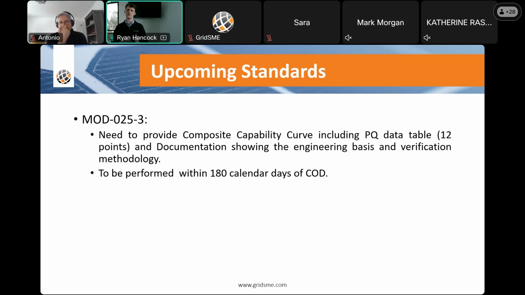So what the standard is requesting is for a generator to provide the composite capability curve with 12 points of data and then documentation showing evidence of where that information is and the verification of that. So the typical 12 points are Pmin, 20% of max generation, 40% of max generation, 60% of max generation, 80% of max generation, and 100% of max generation for the leading and lagging scenarios. And obviously, this needs to be performed within 180 days of COD.